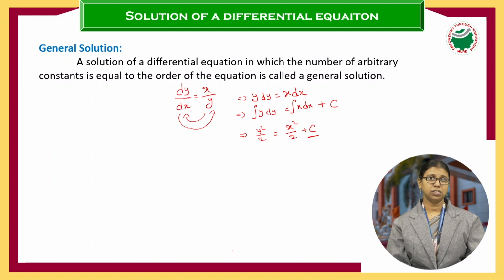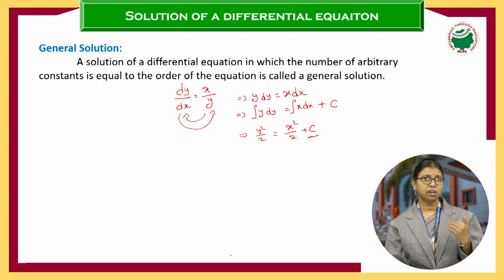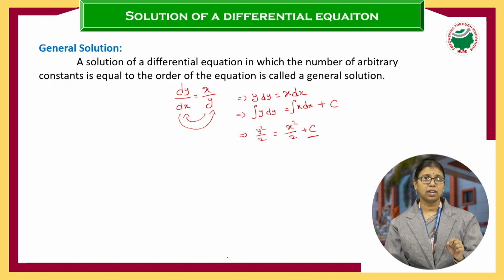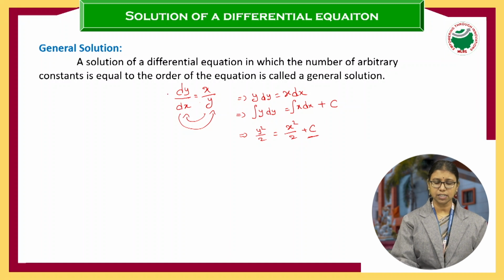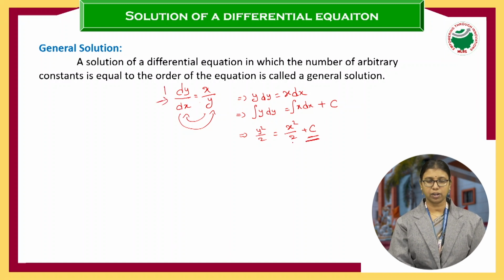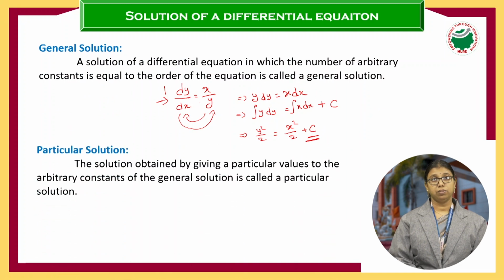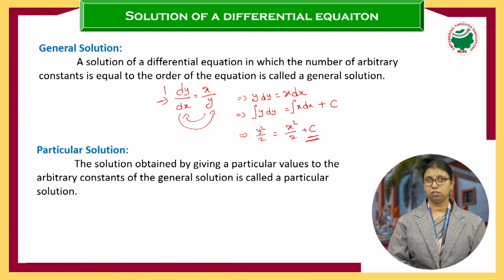When solving a differential equation, if the number of arbitrary constants in the solution is equal to the order of the given differential equation, that type of solution is called a general solution. See, here the order of the differential equation is 1 and I also have one arbitrary constant. That means this one is called a general solution. So we have another type of solution also, that is the particular solution.